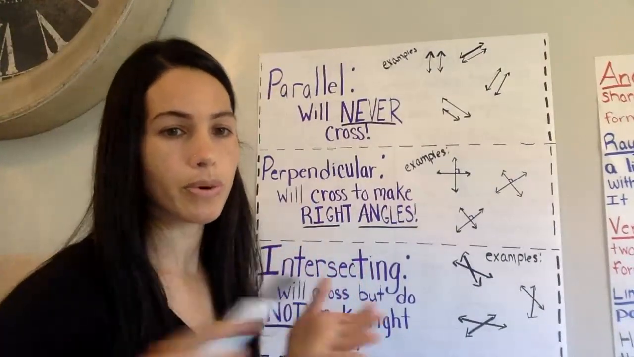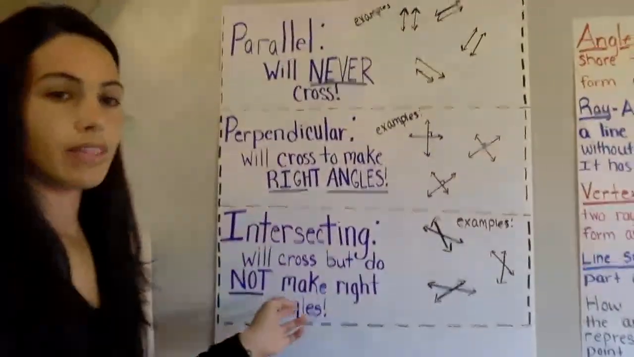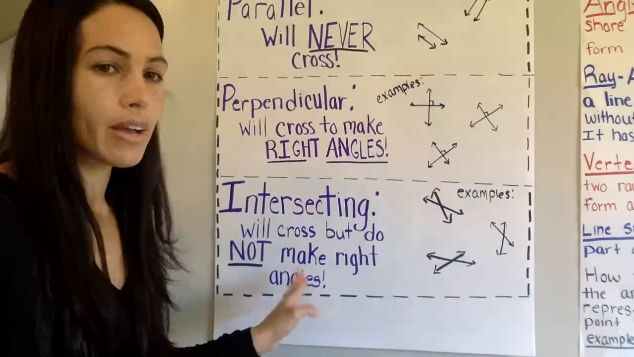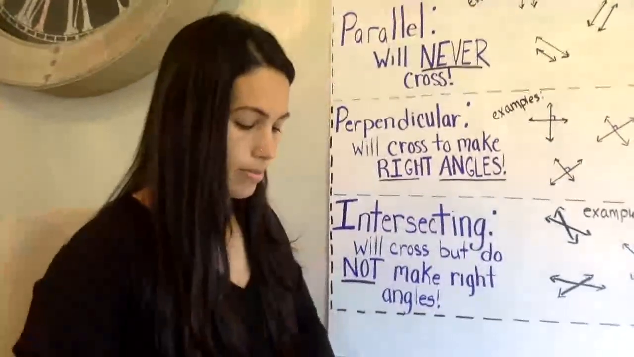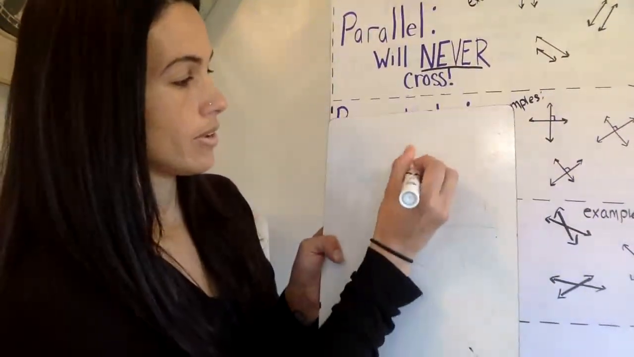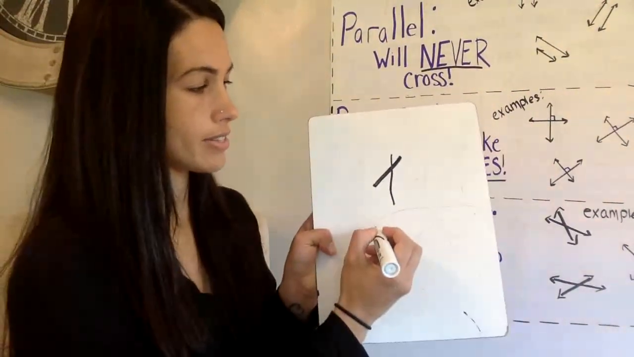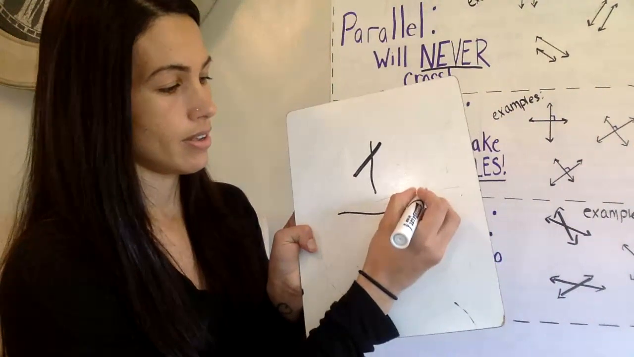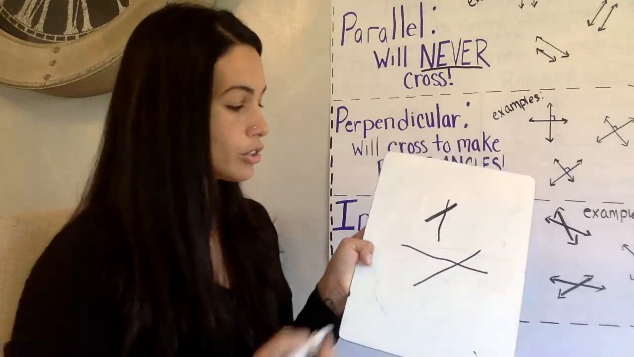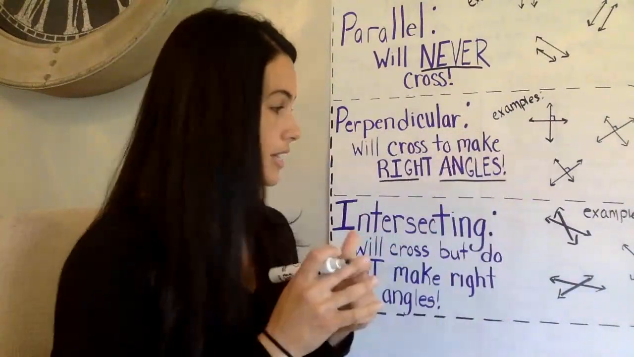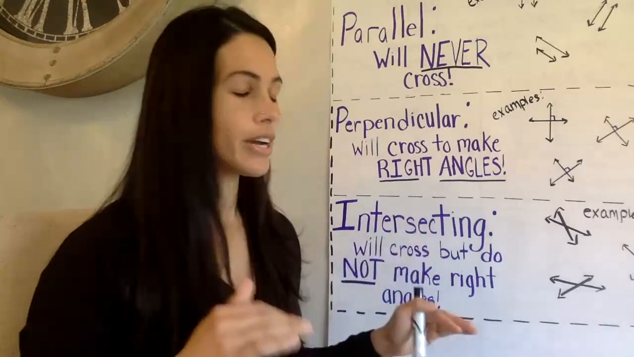Okay, and the last word we're going to do today, intersecting. I feel like a lot of you have heard this word before. It's just lines that will cross, but they don't make a right angle, okay? So easy, just intersecting lines. So these intersect, that's intersecting lines. Those are intersecting lines. And you can tell they're not making a right angle. So anything that intersects that doesn't make a right angle are intersecting lines. Don't get confused between perpendicular and intersecting.